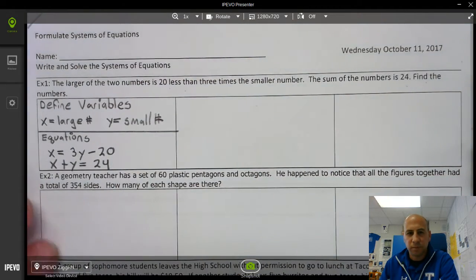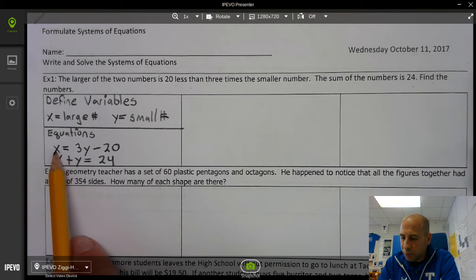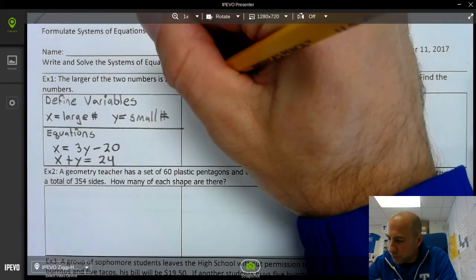All right, so we've done step 1, define the variables. Step 2, we've written the equations. Now we're going to solve. At this point, you probably want to look at your notes from yesterday to decide which one we are going to use, elimination or substitution. In this case, we see that one variable is solved for, so the best method would be to solve by substitution.